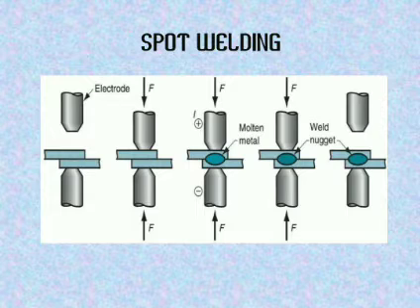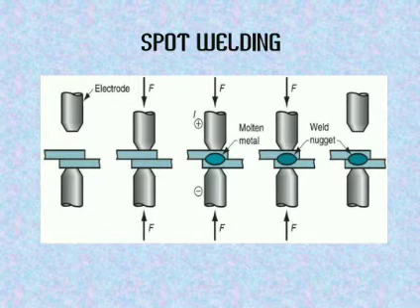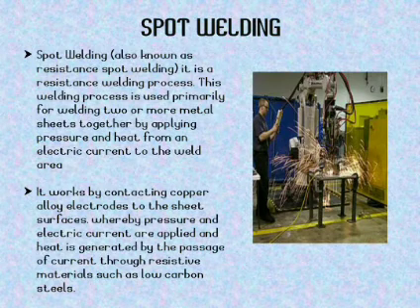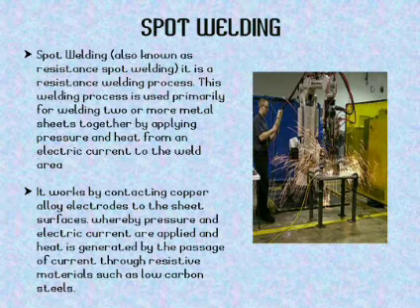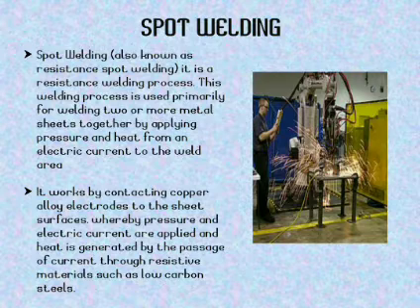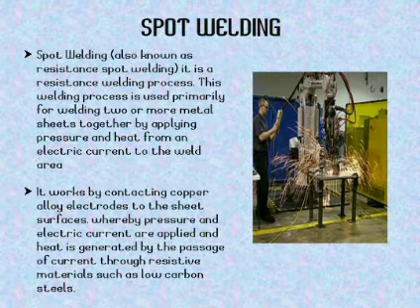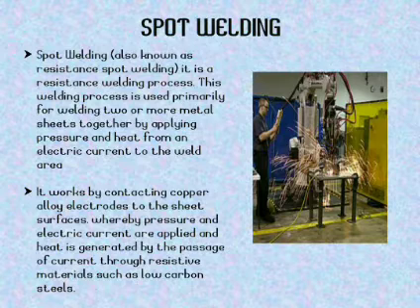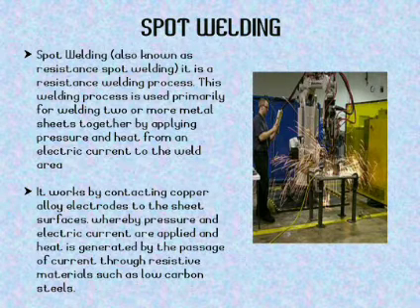As we go deeper into our main discussions, let's first identify what is spot welding. Spot welding is also known as resistance spot welding. It is a resistance welding process. This welding process is used primarily for welding two or more metal sheets together by applying pressure and heat from an electric current to the weld area.